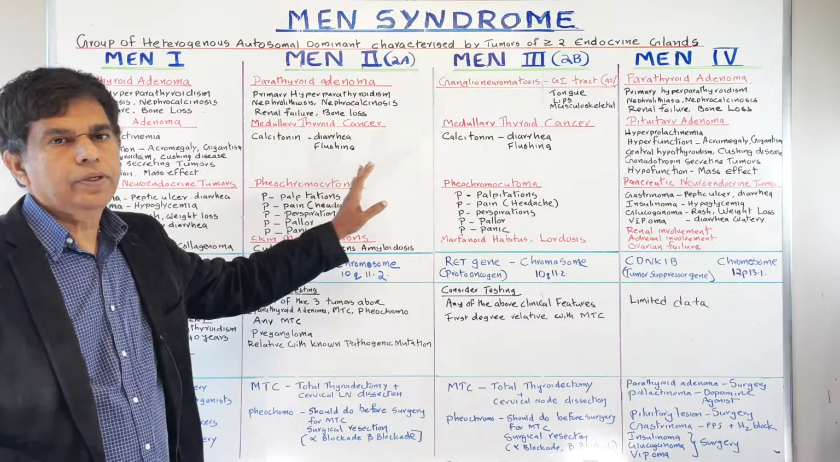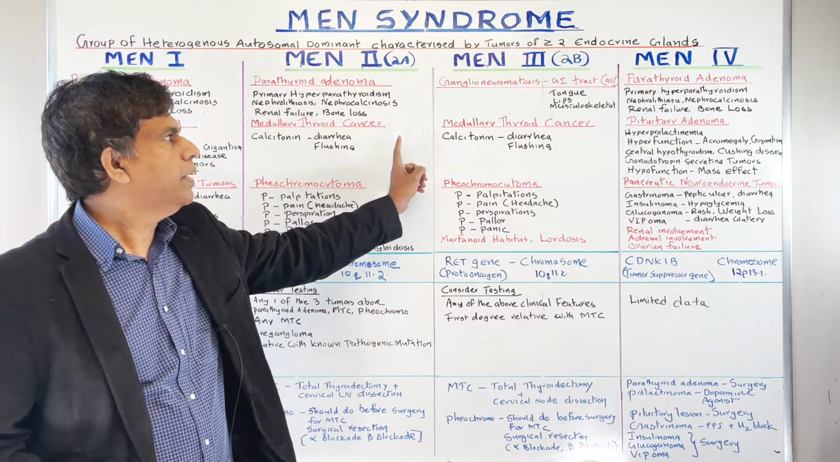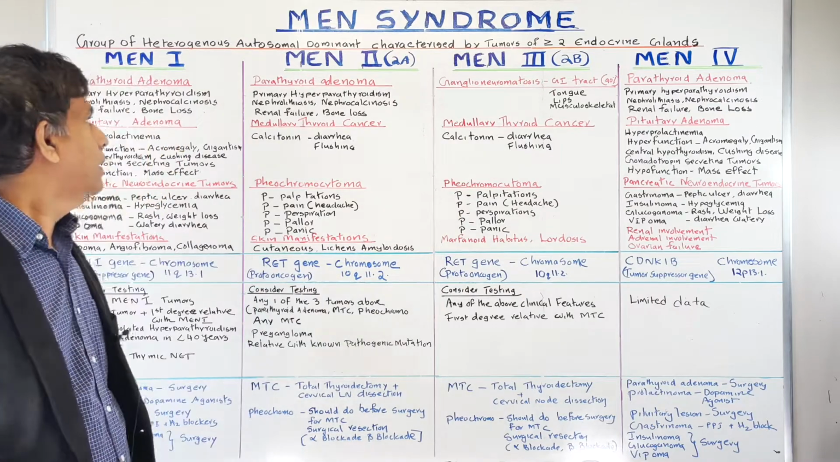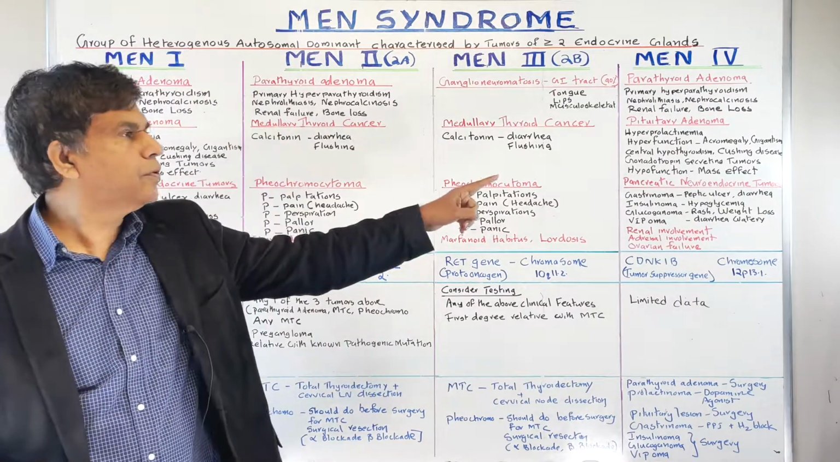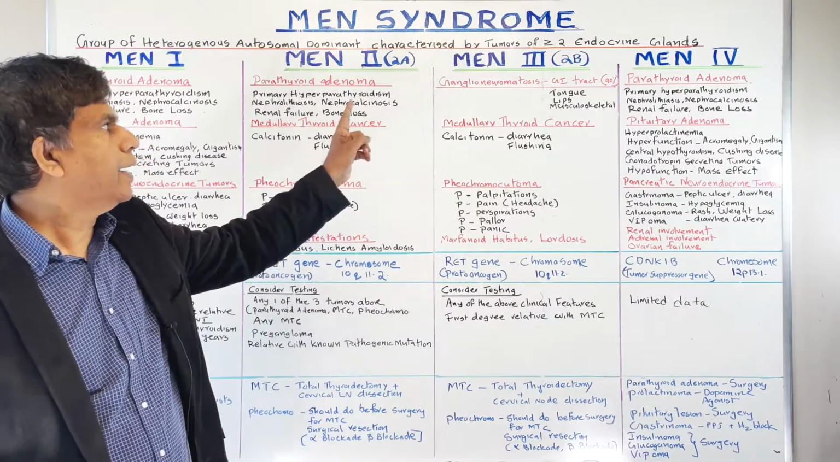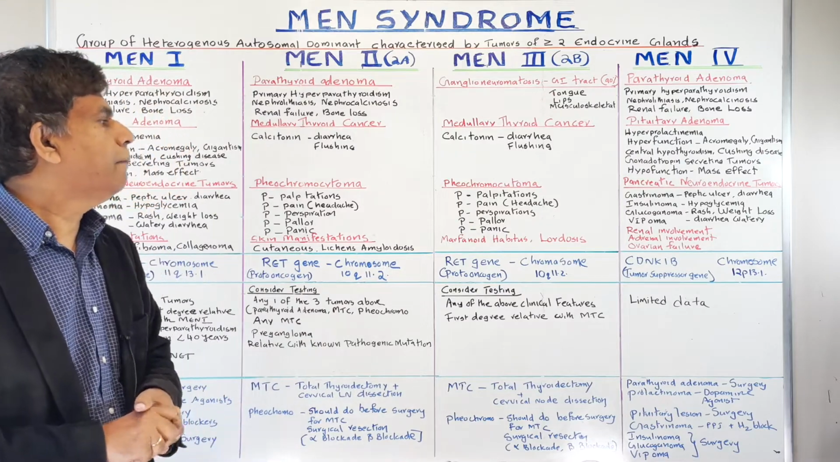Pheochromocytoma, you've got MEN2 and MEN3. Medullary thyroid cancer, you've got MEN2 and MEN3. Okay? And then parathyroid adenoma, MEN1, MEN2, MEN4. Okay? And ganglioneuromatosis is in MEN3.